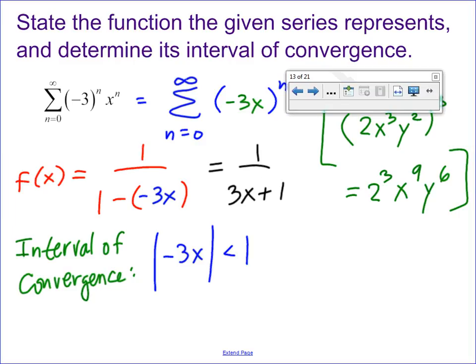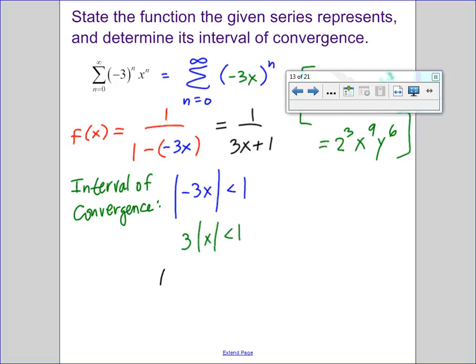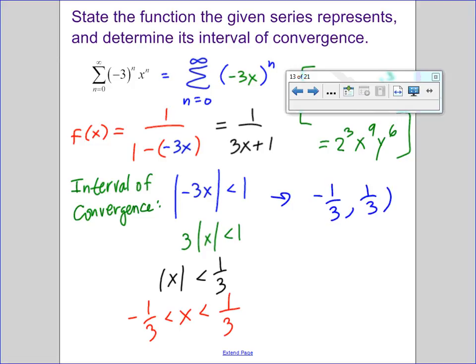And then I can apply my property of absolute value. That's really just negative 3 times x inside. So the absolute value of negative 3 inside is the same as 3 outside. We know that this means the absolute value of x must be less than 1/3. So it looks like my interval of convergence is going to be in between negative 1/3 and positive 1/3. So in interval notation, that would be negative 1/3 to 1/3.